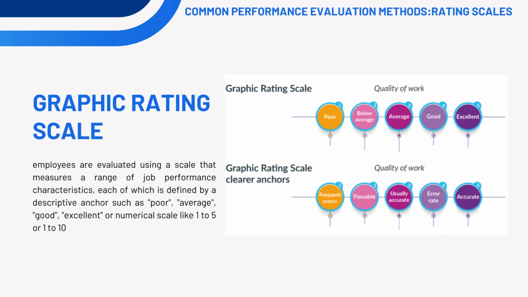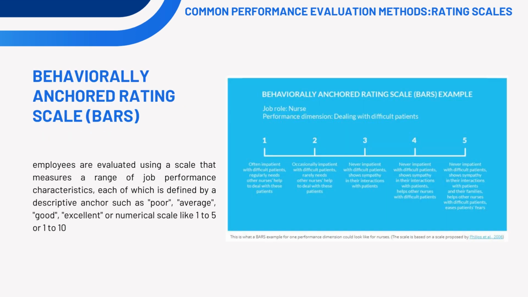The next example of a rating scale is the use of BARS or behaviorally anchored rating scale. BARS combines the graphic rating scale with behavioral descriptions of performances. It uses specific behavioral examples to anchor each point on the rating scale, making the evaluation more objective and specific. Behaviorally anchored rating scale, BARS, is a performance evaluation method that combines, as I was saying, graphic rating scale with behavioral descriptions. So let's try to provide you an example.